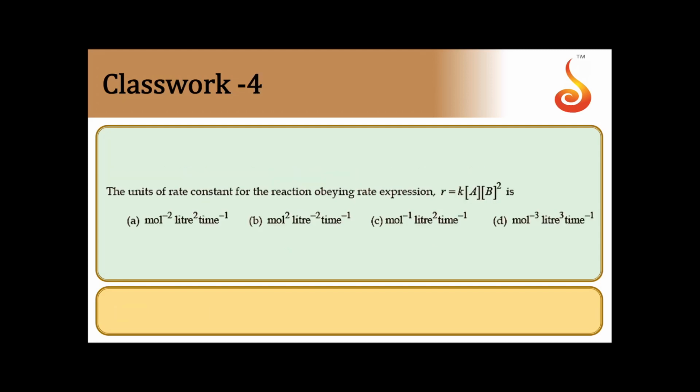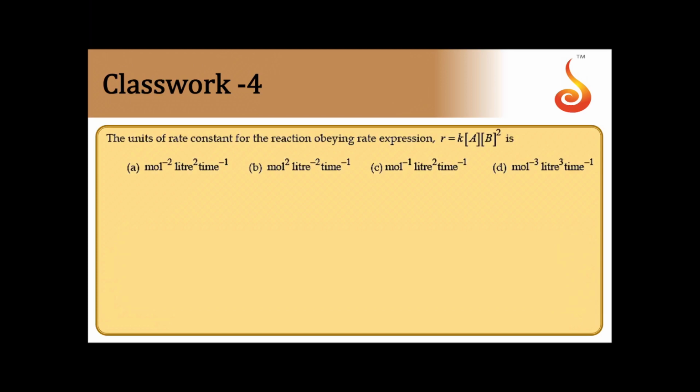Next one. The units of rate constant for a reaction obeying the rate expression rate is equal to k into A power 1 and B power 2. That implies the total order is 3 here. So order n is equal to 1 plus 2, so the order is coming out to be third. So we have a third order reaction. Now the units of rate constant k will be equal to molar seconds inverse by molar to the power of n, where n is the order of reaction. In this case, the value of n became 3.